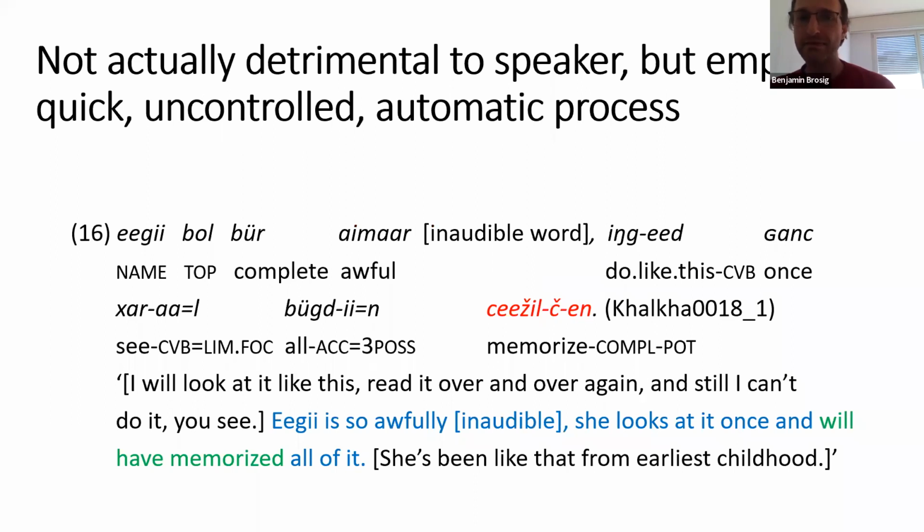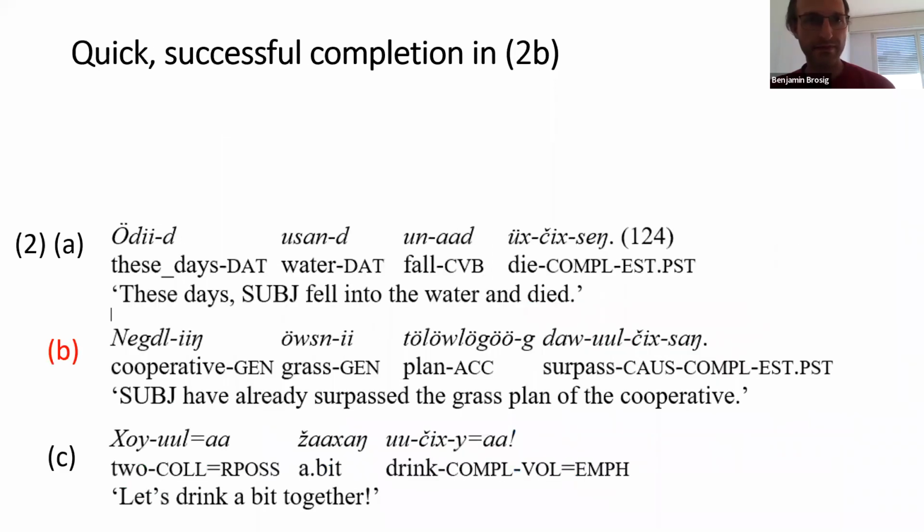Okay, there are a number of events for which this analysis does not fit. So, for instance, 2b, it's just a quick successful completion in the original older sense, with emphasis on this quickness and completion. Even control could be present here. And it does not necessarily express surprise either.